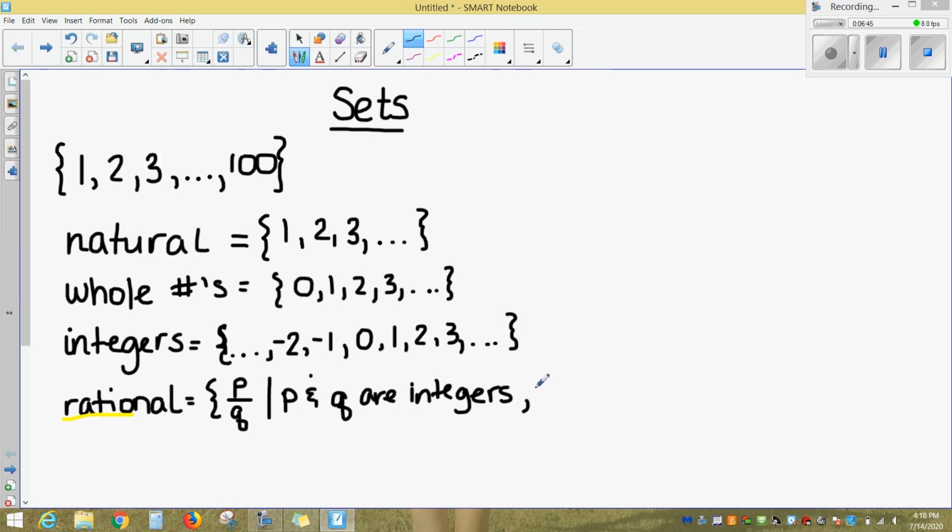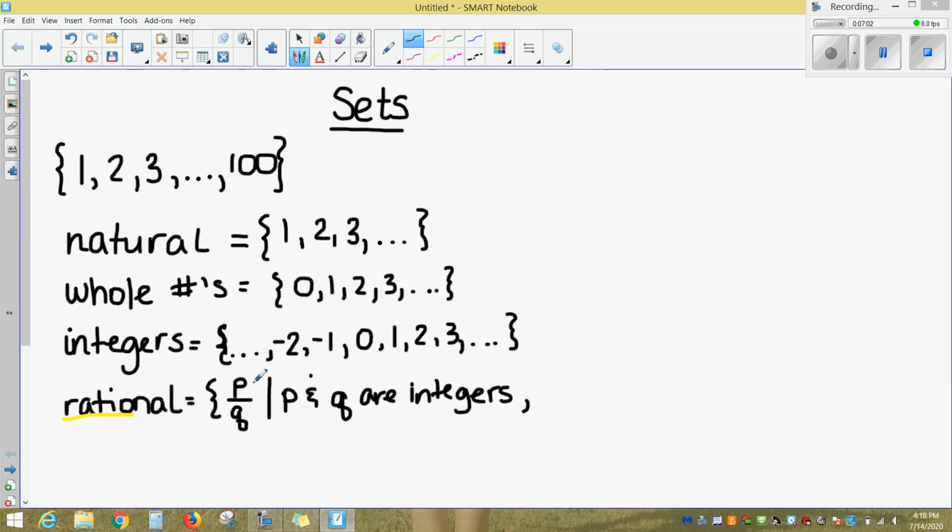P and q are integers is a piece of it, meaning I can pick any number on this list. I could put 3 over 7, I could put -2 over 9, I could put 6 over 3. I can start picking numbers from this list up here. I can put one on the top and one on the bottom.